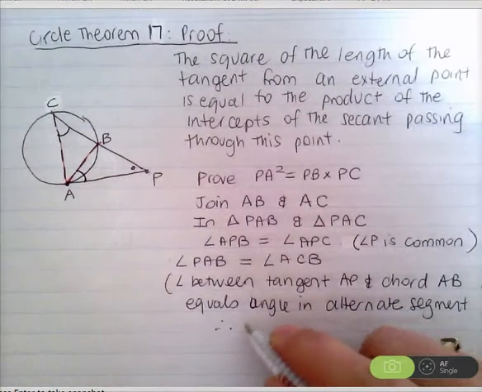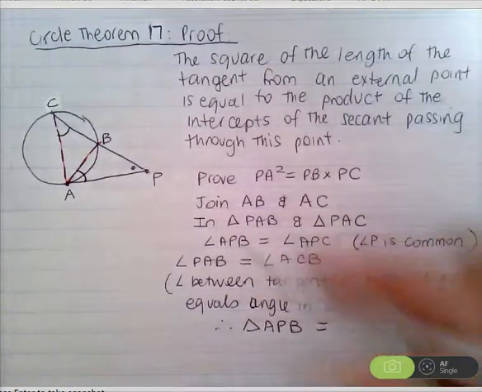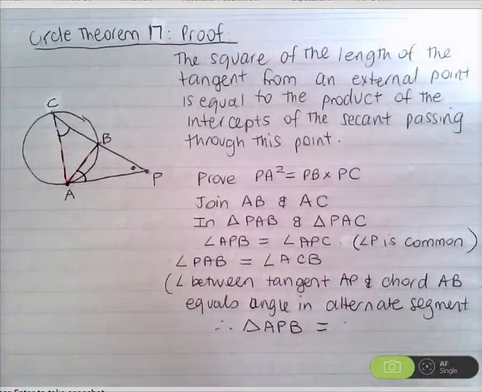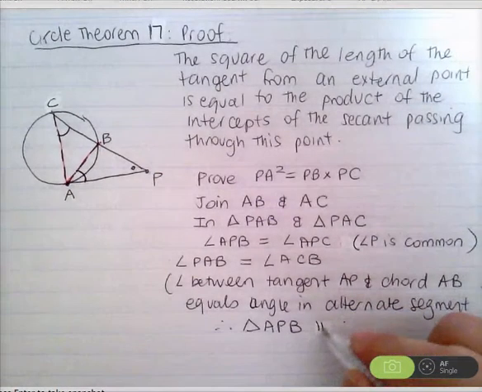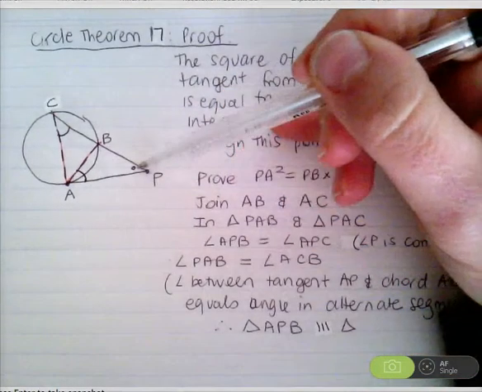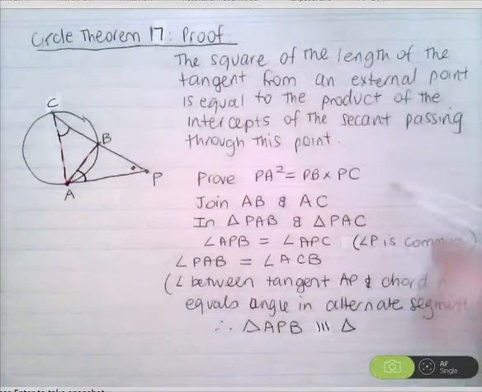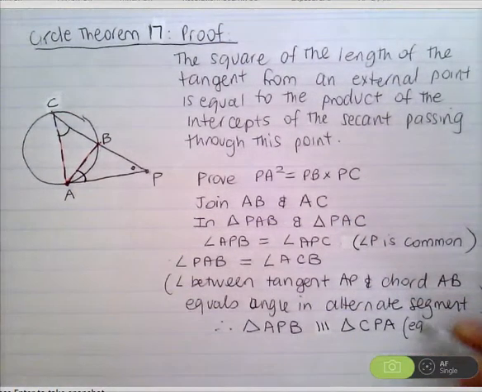So therefore we've got enough in that triangle. We've got equiangular. Therefore triangle APB is similar to triangle CPA. Let's get the order right. Reason: equiangular.